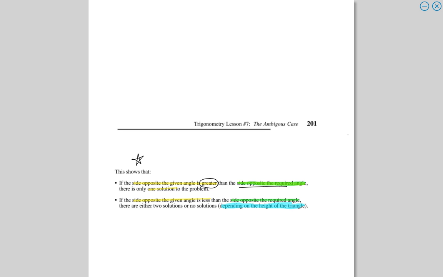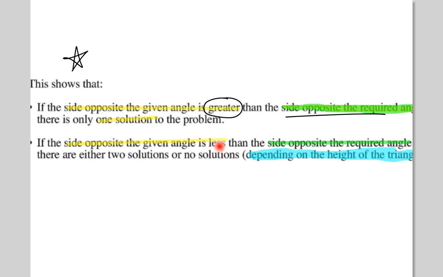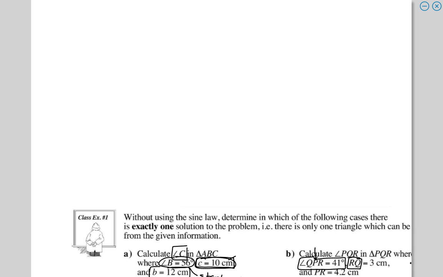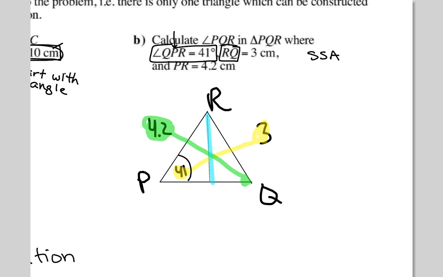Now I get back to my notes. And I'm like, okay. The side opposite the given angle is less. So notice the difference there. Up above it said greater. This one says less. The side opposite the given angle is less than the side opposite the required angle. Okay. What do they want me to solve for? Calculate PQR. So they want me to find Q. Okay, the side opposite the given angle, 3, 41, the side opposite the given angle is less than the side opposite the required angle. So how many possibilities are there here? Two or zero solutions. So with this information, there's ambiguity. Ambiguity means confusion. I don't know if there's a couple of triangles with this orientation or this triangle actually doesn't even exist.